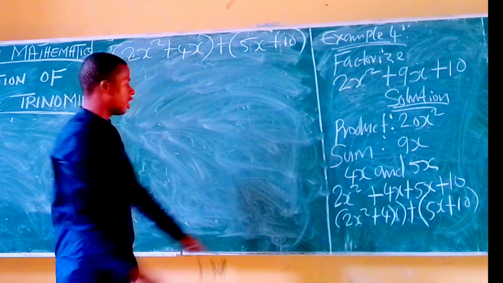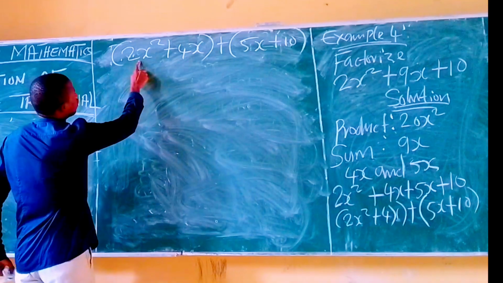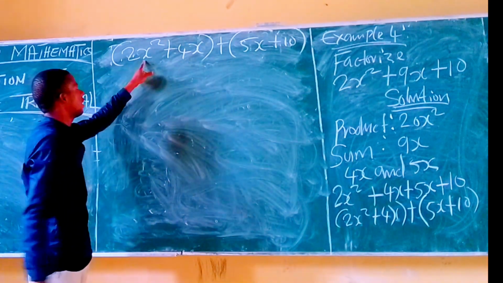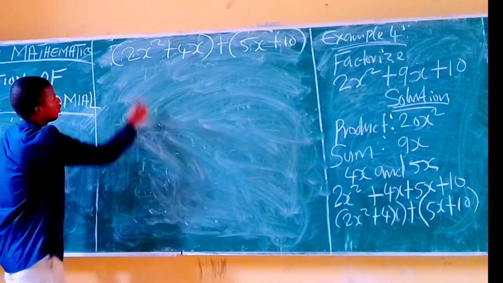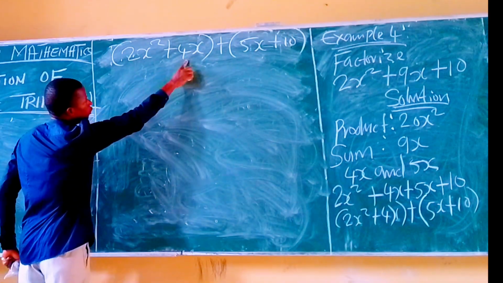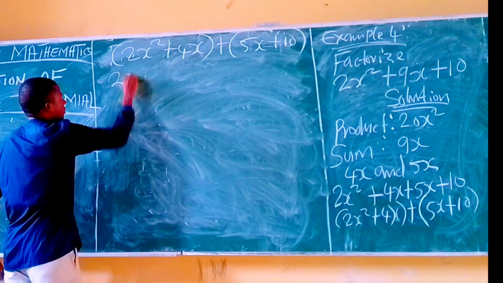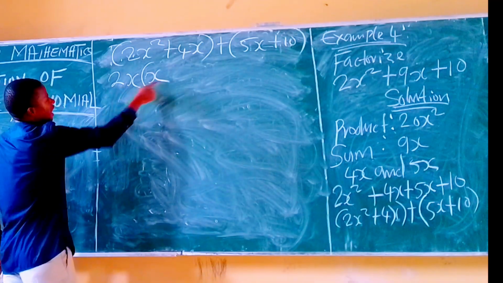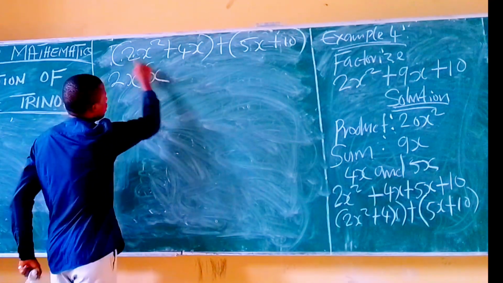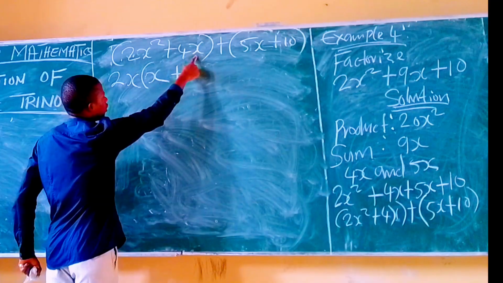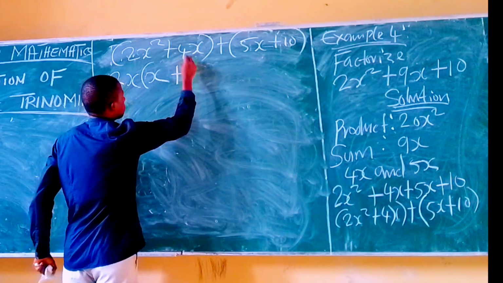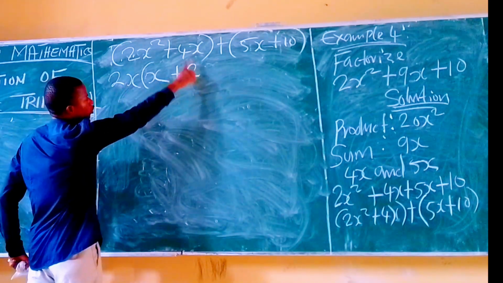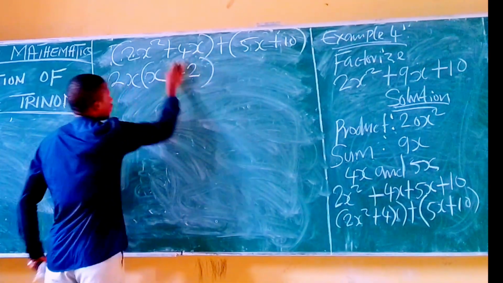Now if you look at these two expressions, 2x squared plus 4x, check what is common on both sides. You know that x is common here, and 2 is also common because 2 can factor out of 4. So we're going to factor out 2x. Now if you take out 2x, we're left with x, because 2x times x gives us 2x squared. Plus, when we factor out 2x from the 4x, we're left with 2, because 2x times 2 gives us 4x. So we are done with this first bracket.